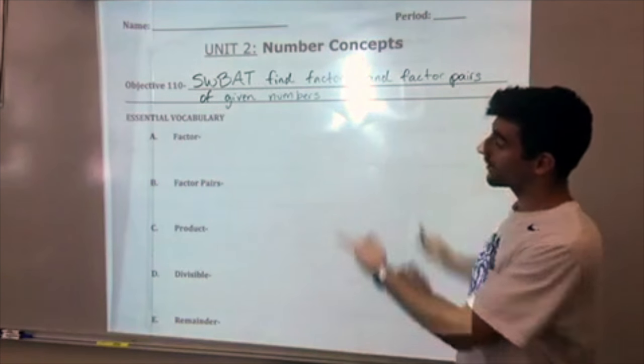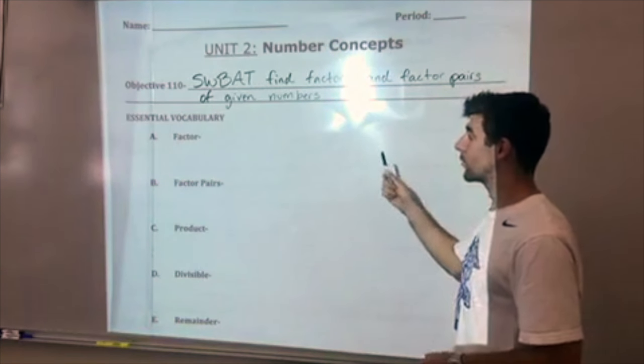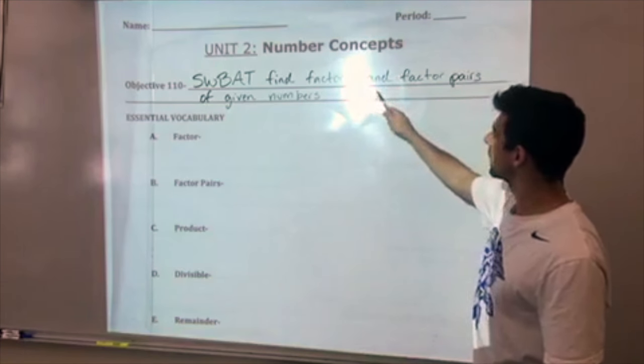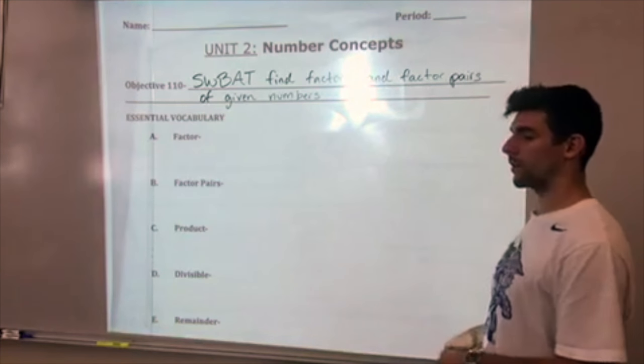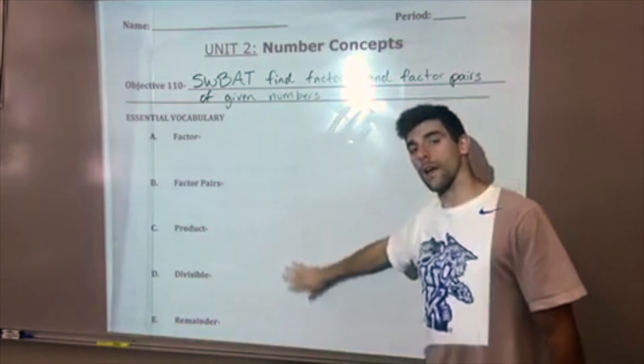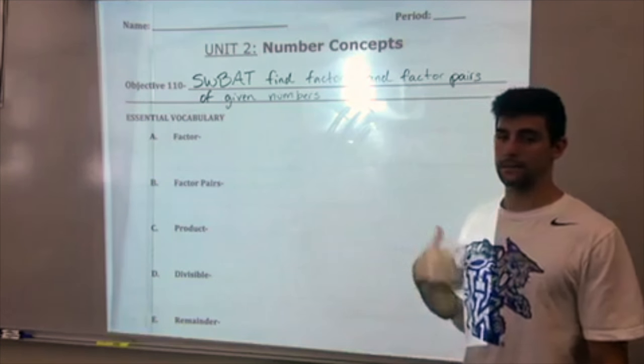Hey Pritzker, we're back. This is Objective 110. Students will be able to find factors and factor pairs of given numbers. We're actually going to ignore this vocabulary for right now. We'll come back to it in just a second.